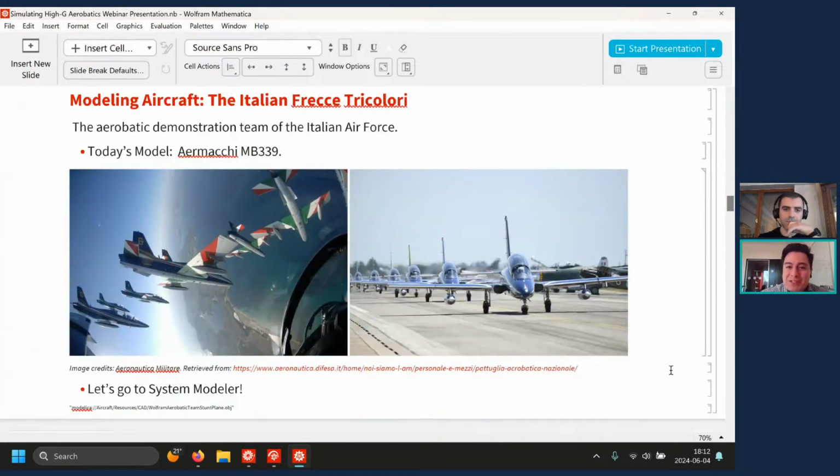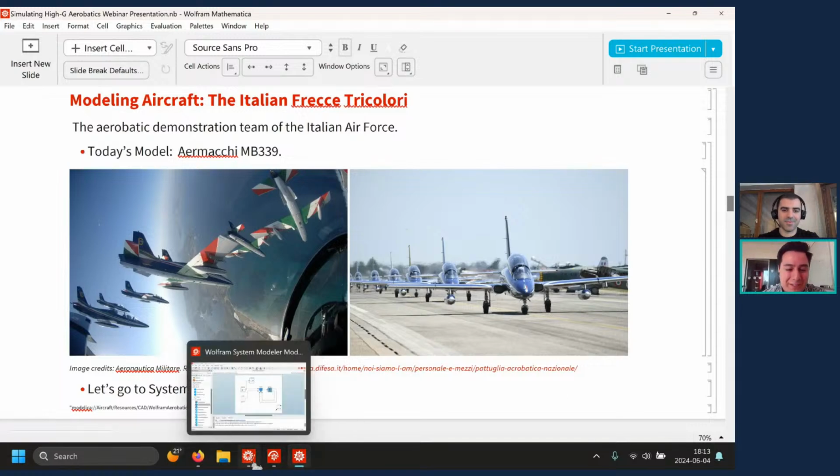And as we were saying, which military aircraft we're going to model, it's going to be the one from the Italian Frecce Tricolori. It's the aerobatic demonstration team from the Italian Air Force. You probably know the ones in the US, the Thunderbirds or the Blue Angels. And the airplane that they use is the Aermacchi MB339, a two-seater advanced jet trainer. Let's go to System Modeler and let's see if what we are saying is true. And we'll be able to model this airplane in less than 20 minutes.